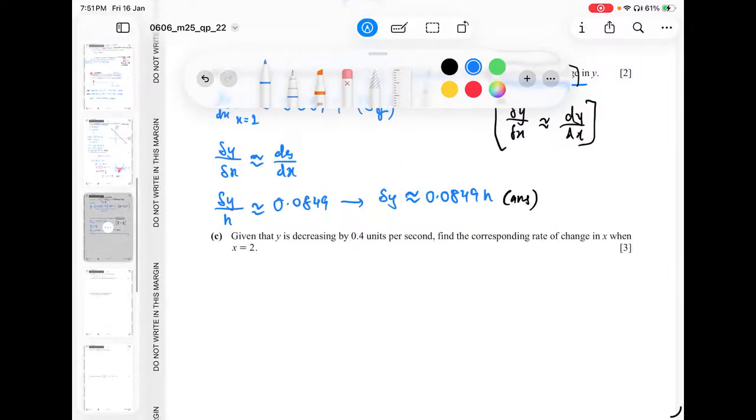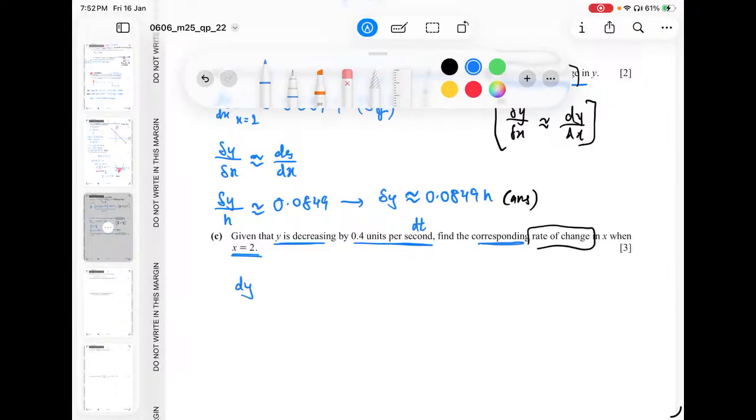Okay, so part C is basic. They are showing that given that y is decreasing by 0.4 units per second, find the corresponding rate of change in x when x is equal to 2. So this is with respect to time. So there's a change in time. So this is basically the rate of change concept which we need to use as it's mentioned here.